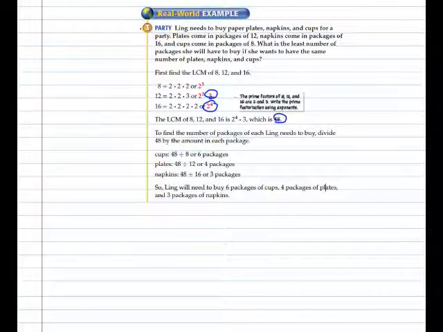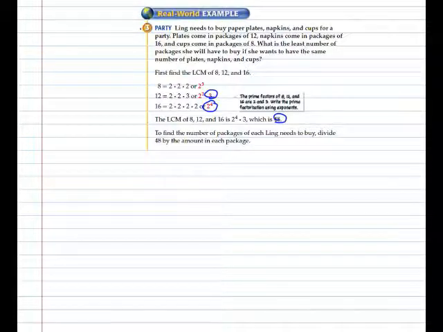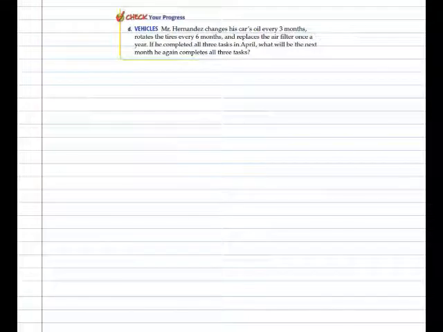Now, because they come 8 cups in a package, it's 48 divided by 8 gives us 6 packages of cups. Plates are 12 to a package, so 48 divided by 12 is 4. Napkins are 16 to a package, so 48 divided by 16 is 3. So she needs to buy 6 packages of cups, 4 packages of plates, and 3 packages of napkins.